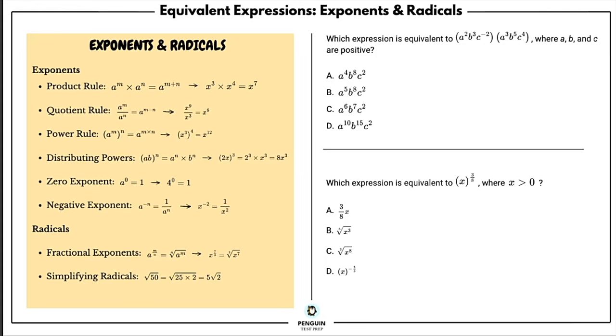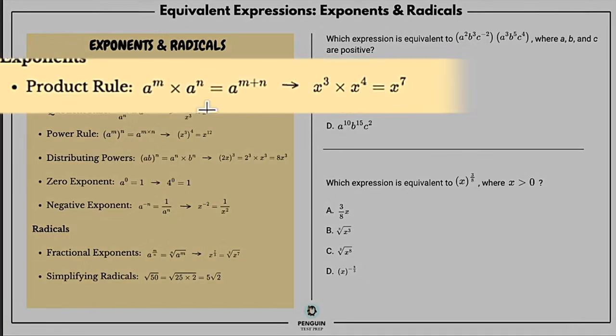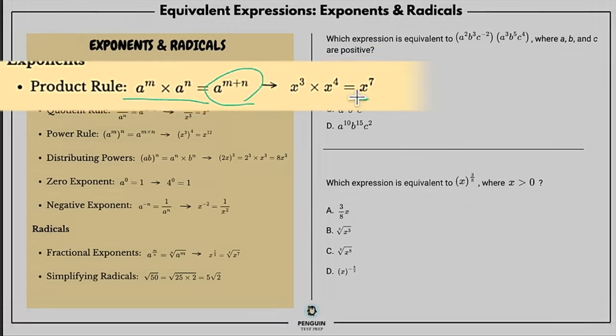I'm not going to give examples for these because we're going to see examples of these in the questions, but let's just briefly discuss what they mean. The product rule is basically saying, if you multiply exponents with the same base, those exponents will be added together. So x to the third times x to the fourth would be x to the 3 plus 4, or x to the 7.